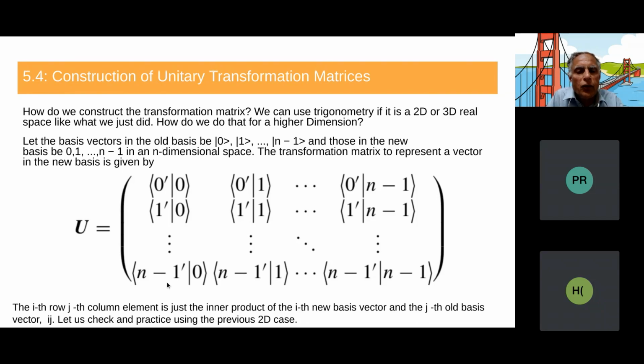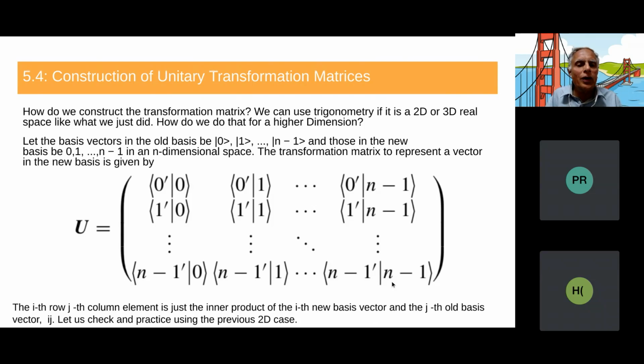So this is nothing but, if I have say 4, then this will be 4 minus 1, 3. If I have 0 to n, let's say n is equal to 4, then we'll have 3 as the last, right? 0, 1, 2, 3. So that means ket 3 bra 0 plus bra 3 ket 0, dot product. Similarly, bra 3 ket 1, and the last one will be bra 3 ket 3.